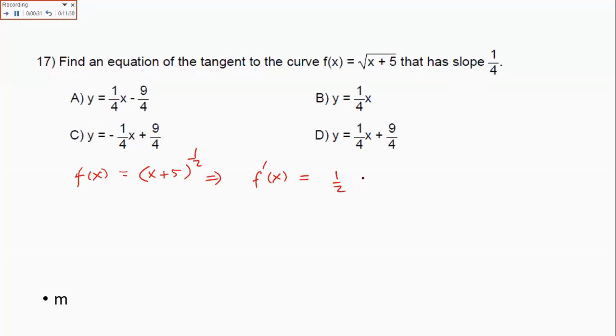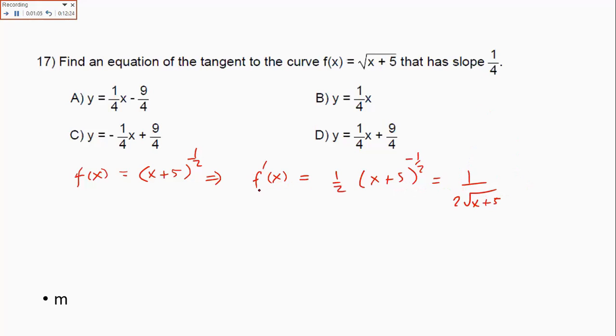Half, x plus 5 to the power what? Negative half, right? Equal to what? 1 over 2 square root of x plus 5, right? So it's 1 over 2 square root of x plus 5.